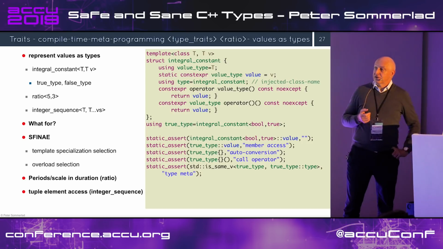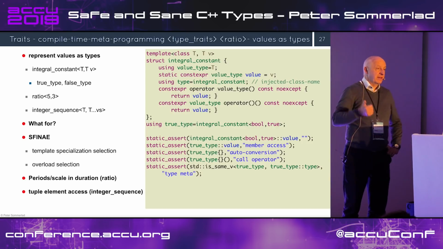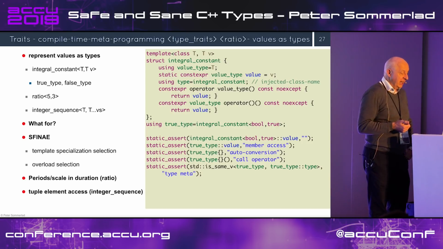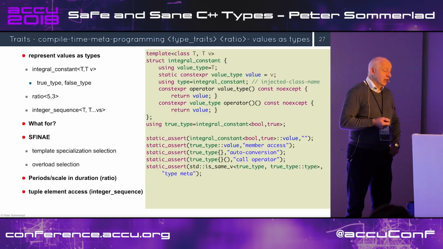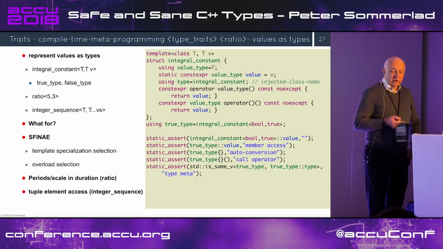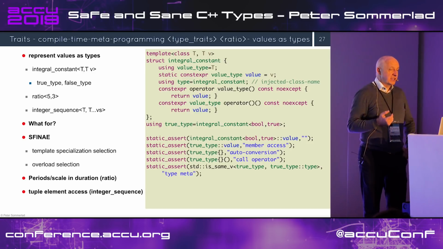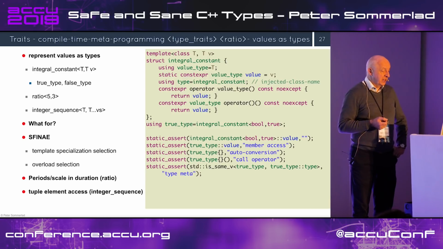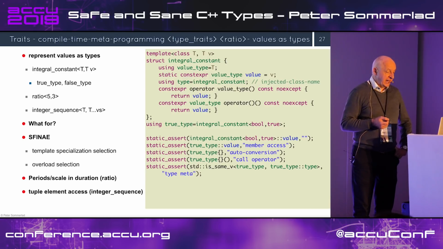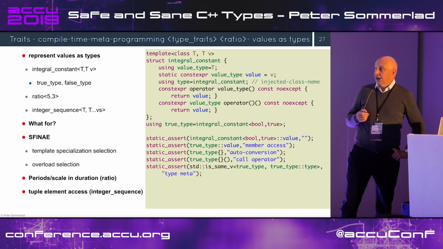And what is that used for? For substitution failure is not an error mechanics. To select template specializations, to select overloads. It's for ratio and other dimensions maybe in the future. For tuple element access, we use integer_sequence to implement that and other things.